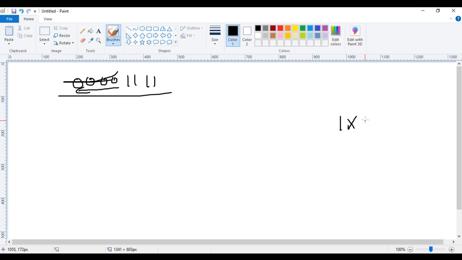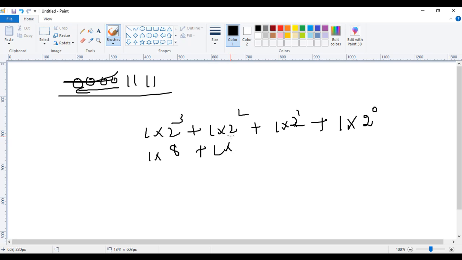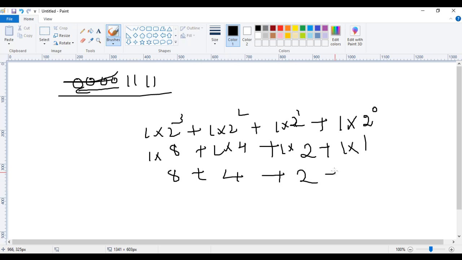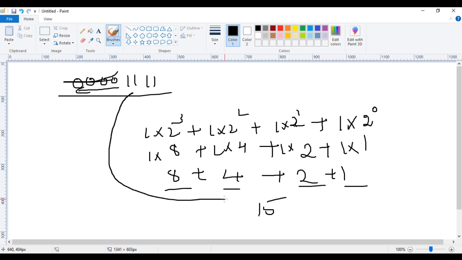We write 1 multiplied by 2 to the power 0, plus 1 multiplied by 2 to the power 1, plus 1 multiplied by 2 to the power 2, plus 1 multiplied by 2 to the power 3. 1 multiplied by 2 to the power 3 is 8, plus 1 multiplied by 2 to the power 2 is 4, plus 1 multiplied by 2 to the power 1 is 2, plus 1 multiplied by 2 to the power 0 is 1. 8 plus 4 plus 2 plus 1. 8 plus 2 is 10, 10 plus 4 is 14, 14 plus 1 is 15. So this sequence of zeros and 1s indicates 15, guys.